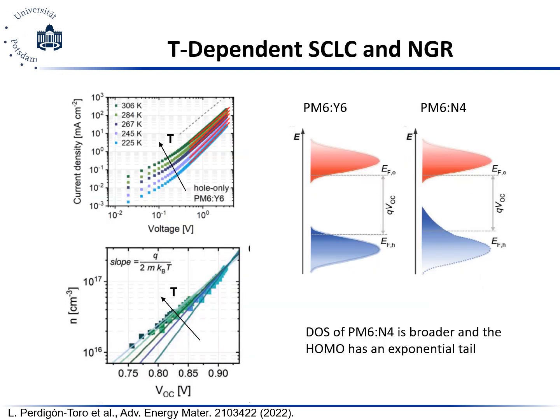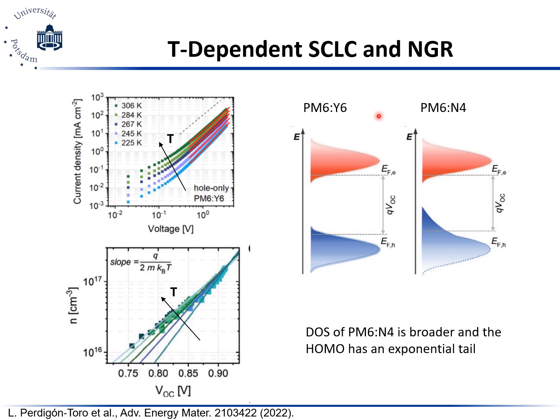To understand the density of state distribution relevant for charge transport and recombination, we performed different temperature-dependent measurements. One, shown here, is the temperature dependence of the space charge-limited hole-only current in PM6Y6, while here we measured the carrier density at VOC as function of temperature and VOC. It turned out that the data can be consistently described.